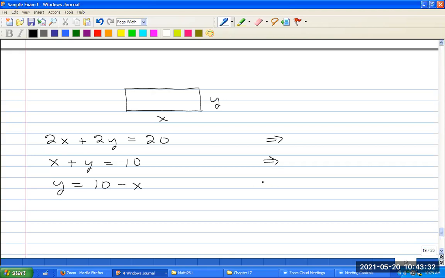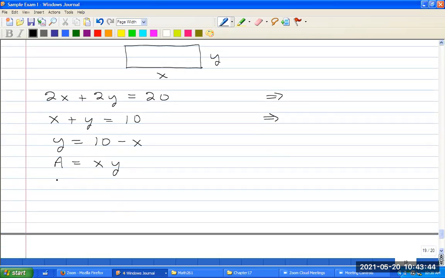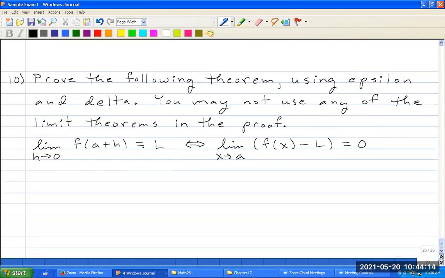And so the area of a rectangle is length times width. And well, I solve for Y. Therefore, the area is 10x minus x squared. So that is the area of my rectangle as a function of one of the lengths of its sides. Let me do problem number 10.